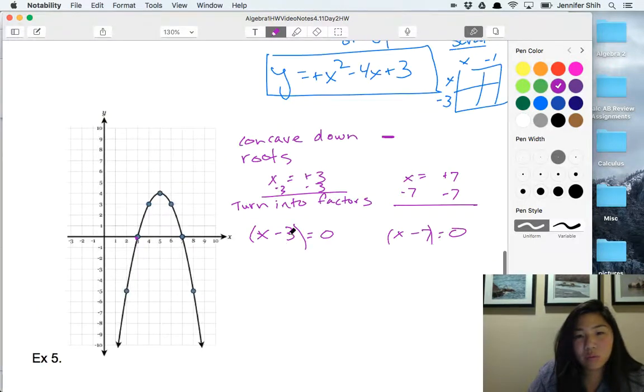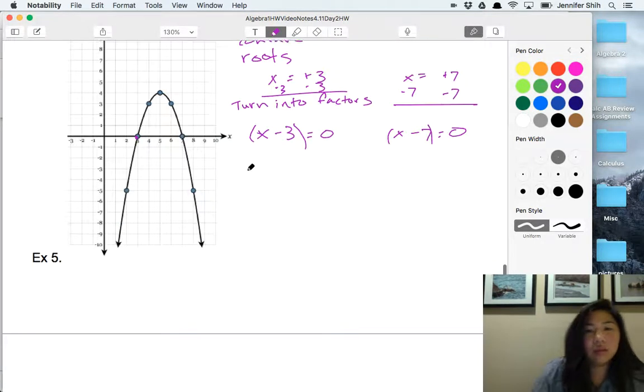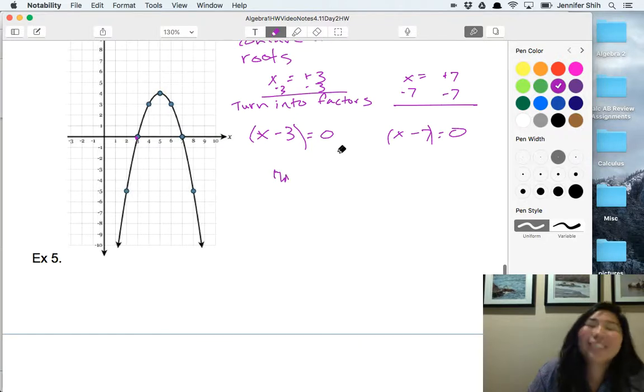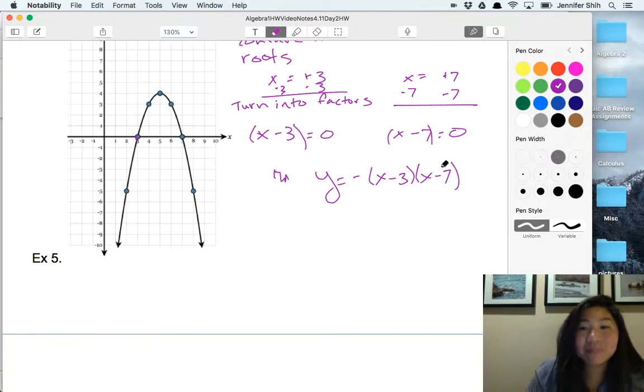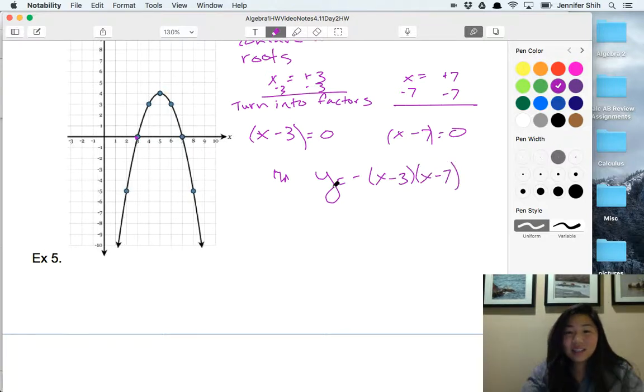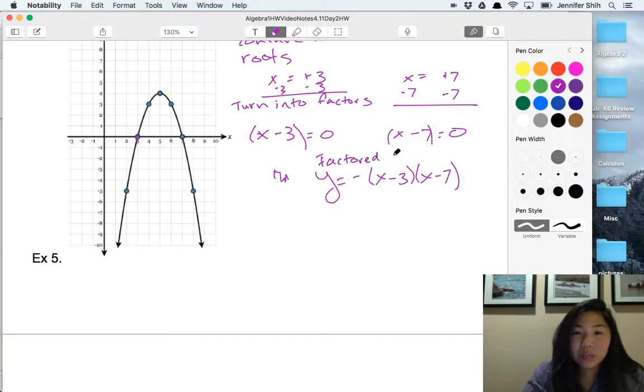So y is equal to negative times x minus 3 and x minus 7. Ta-da! This is in factored form. You can guess because it's in factors.